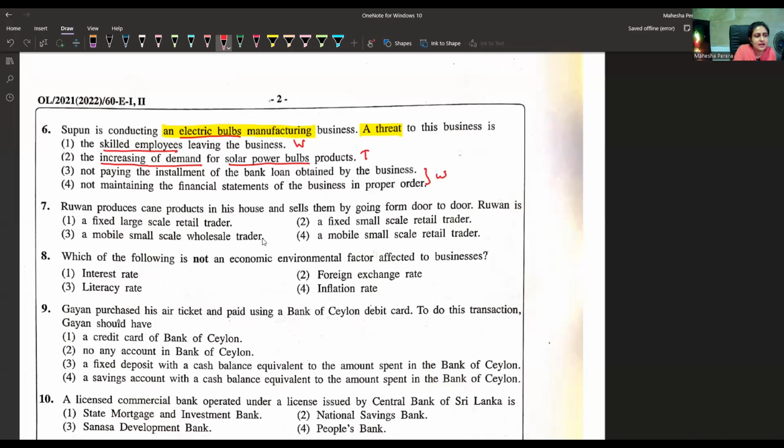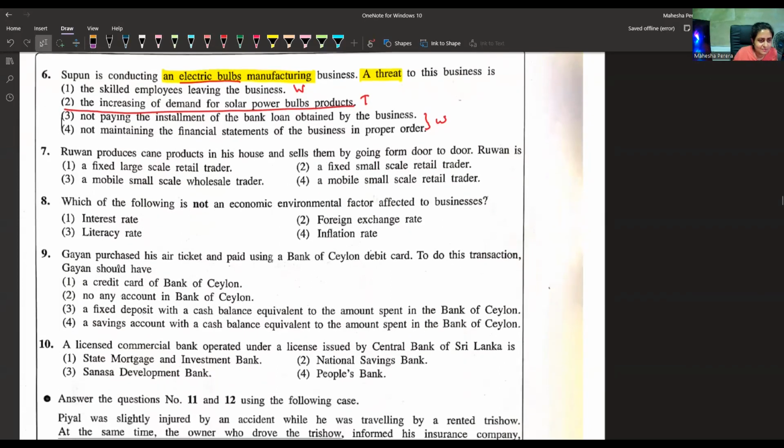Definitely our answer is number 2. The others are weaknesses. Right? The others are weaknesses. Our straight answer is number 2. Right? I hope you got this correct. Right. Next one.